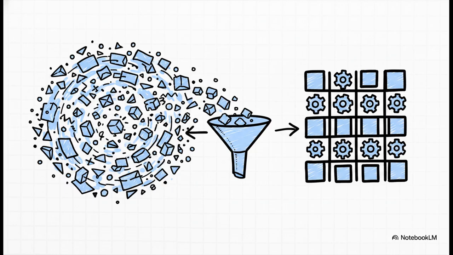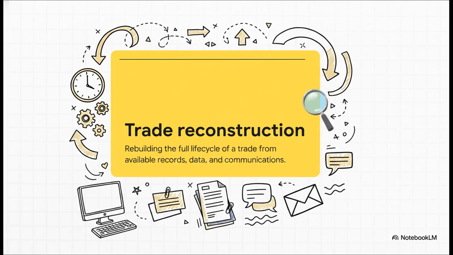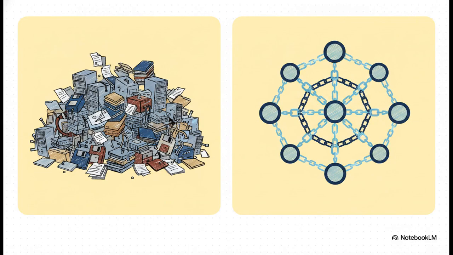The answer lies in an incredibly powerful capability known as trade reconstruction. Let's define this so we're all on the same page. Trade reconstruction is the process of rebuilding, in a highly reliable and reviewable way, the full life cycle of a trade or order from available records, data, and communications. And just to be clear, this isn't just downloading a quick spreadsheet. No way. It means painstakingly recreating exactly who placed an order, precisely when it was entered, how it was modified, where it was routed, when it was executed or canceled, and then digging up the specific communications that explain exactly why it all happened.